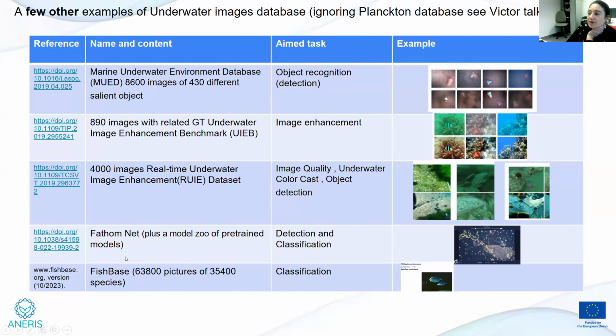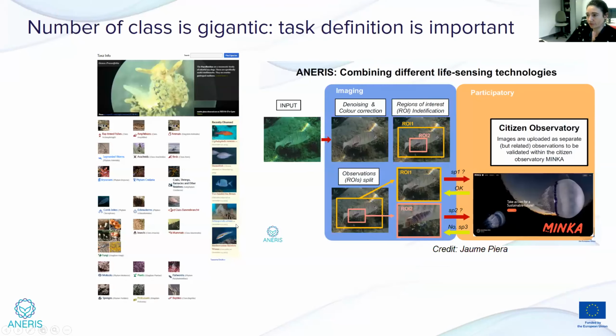So I'm not detailing, but basically you have data with some ground truths aiming at different tasks, such as image recognition and detection, or image enhancement, or classification, and this is just a few examples of what is available. And the thing is that the number of classes is just gigantic. I don't think we have the equivalent in biology.